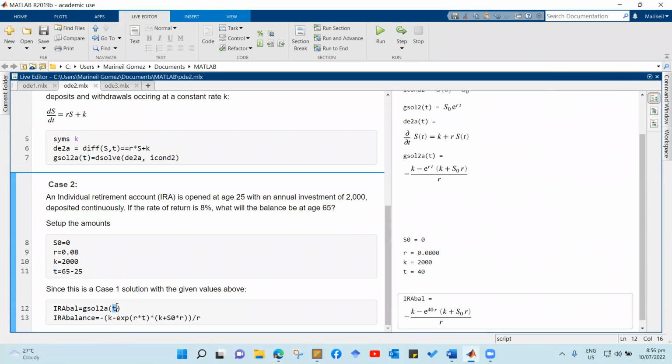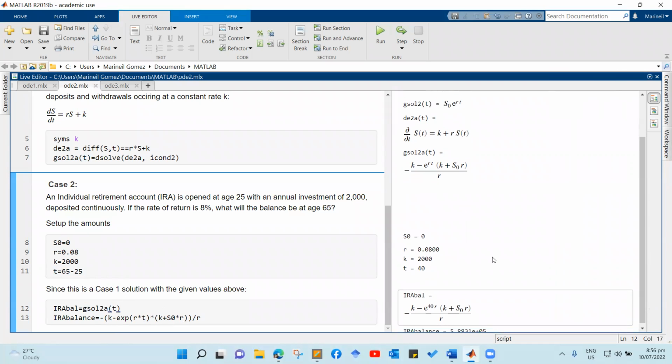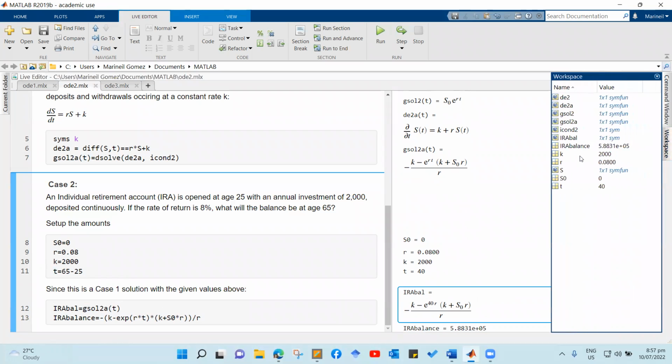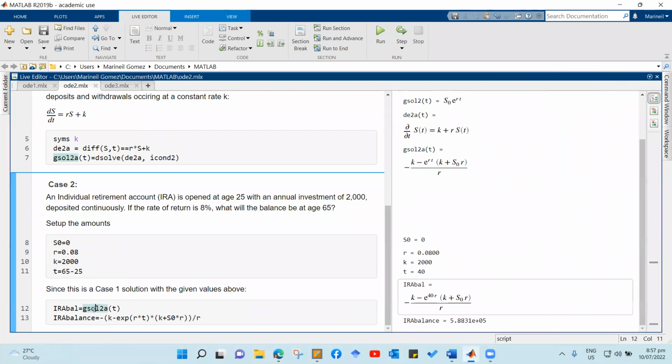g sol of t. However, what was returned to me is still a symbolic function. So we should be using a different value, that is subs here. But anyway, I had it on a different one.